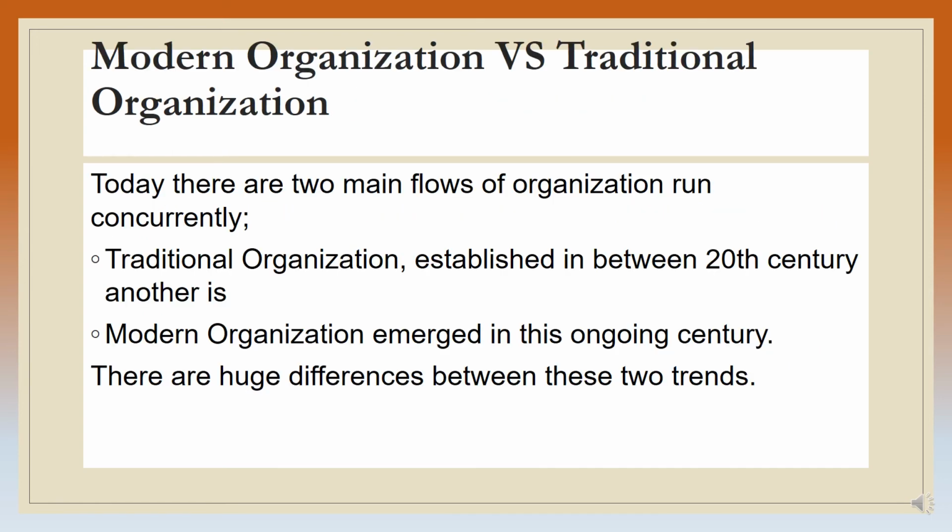So I have deliberately taken this after departmentalization as we have studied about modern organizations and traditional organization structures. So let us see what is the difference between the two. Today there are two main flows of organizations run concurrently: traditional organizations, the ones which were established in the 20th century, and modern organizations that emerged in this ongoing century. There are huge differences between these two trends.